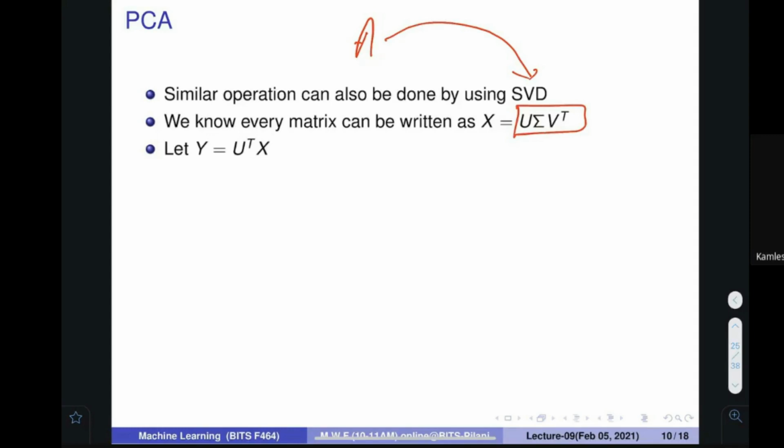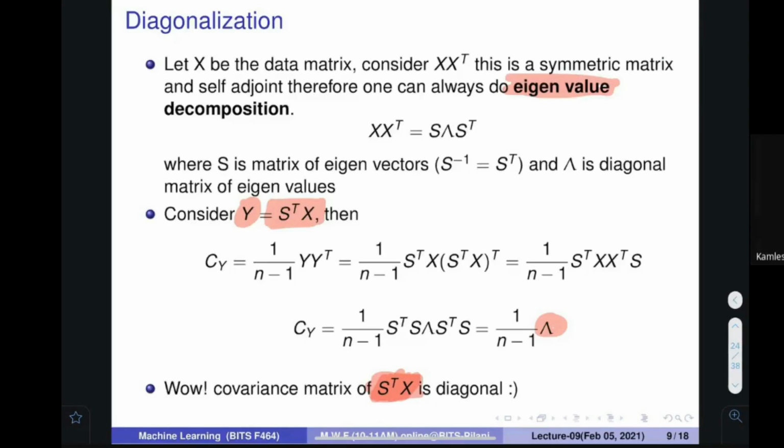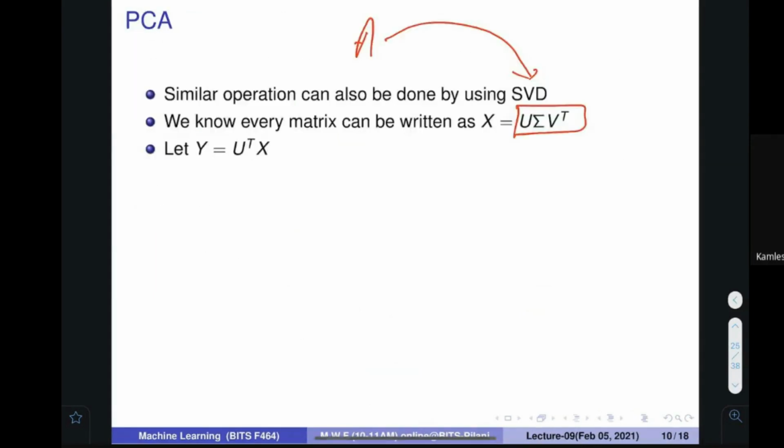Now, what is important? What was the problem? This eigenvalue decomposition you cannot find for all matrices. Only if the matrix has a proper square format can you do it. But here, you know that SVD you can find for any matrix. If you find the SVD, you get three things: U, sigma, V transpose. Last class we saw how to find these values.